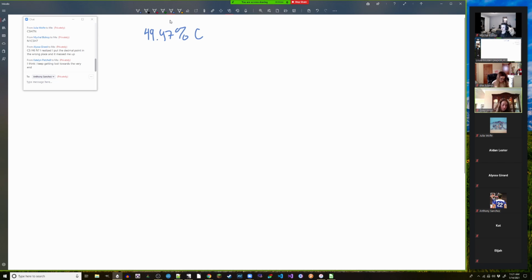49.47% carbon, 5.201% hydrogen, 28.84% nitrogen, and 16.48% oxygen. It also has a molar mass for the entire compound of 194.2 AMU. So, from this information, figure out what the formula is.